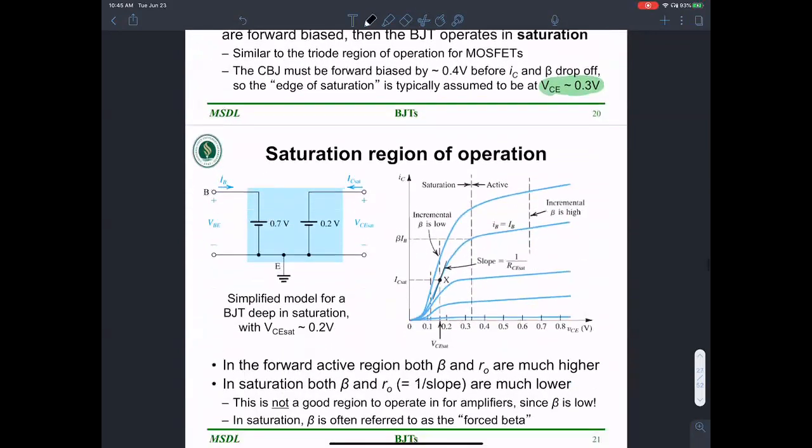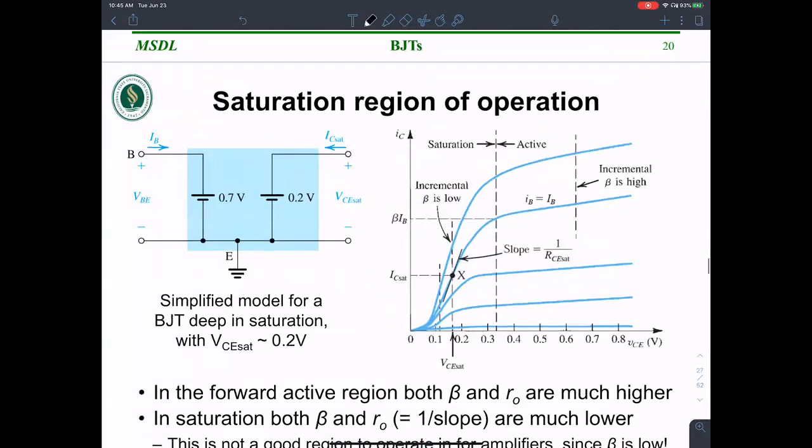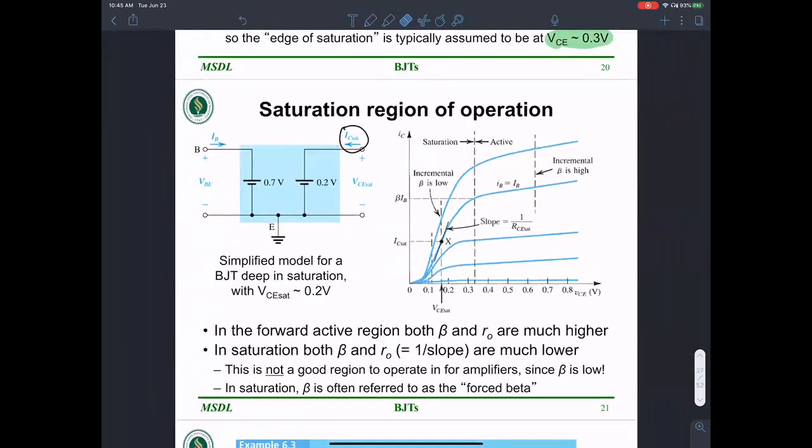Here we have a voltage drop between the collector and the emitter to be 0.2 in deep saturation. In the forward active region, we get pretty good gain and pretty good output resistance. We want both of those.